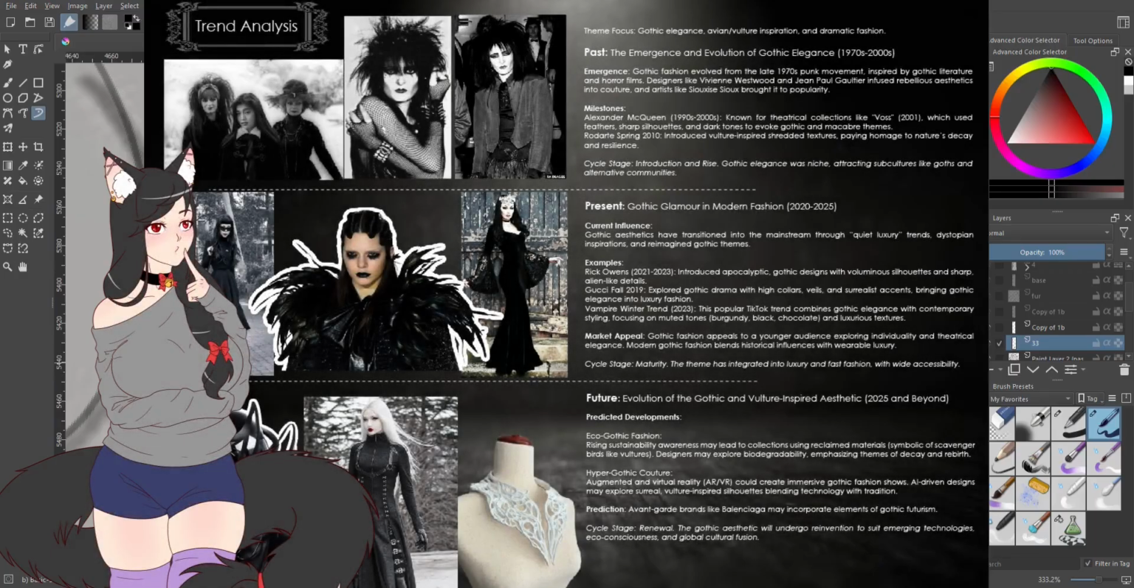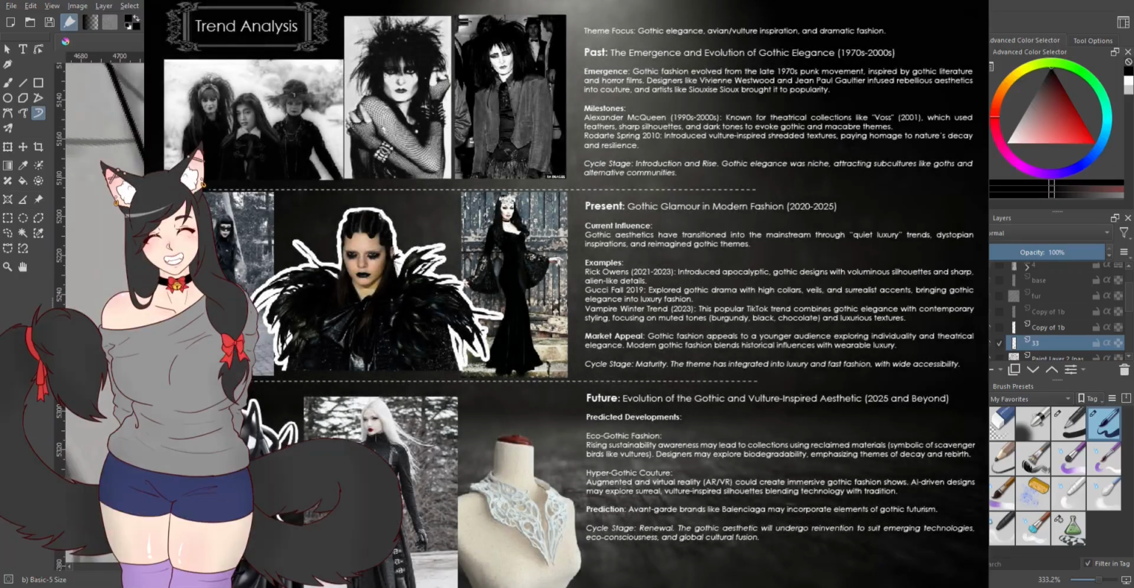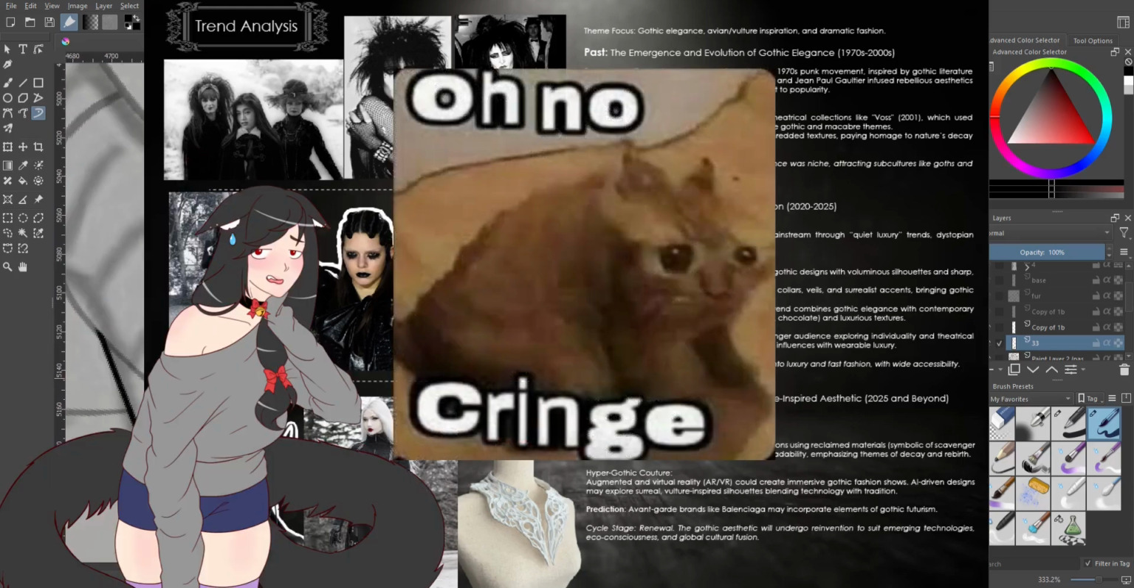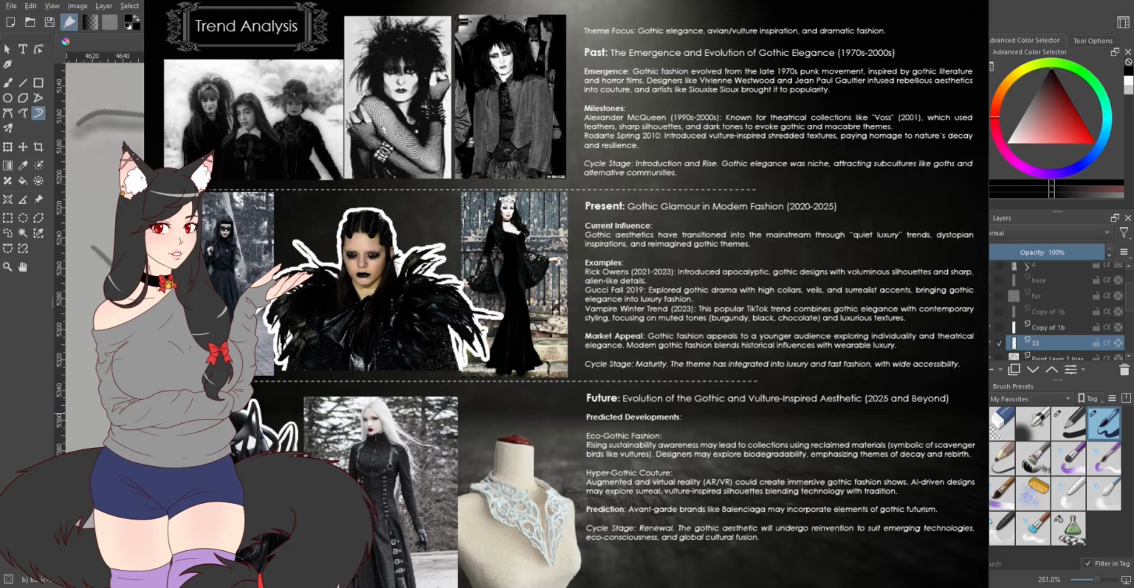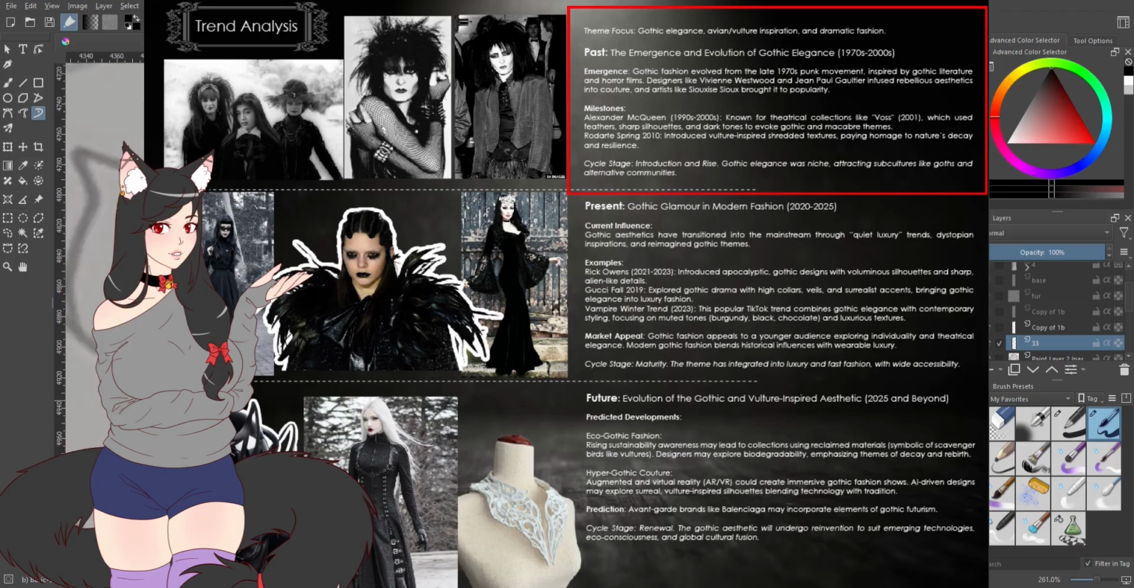Page 6 and 7, Trend Analysis and Forecast. This was supposed to be one board, but I went overboard and made it two. I'm so sorry. Here is where you have to look at the trends in the past, present, and possibly the future. When you look at the past, then you have to look at when this look was trending, when it first started, how it came to be, what are the notable milestones, so and so.